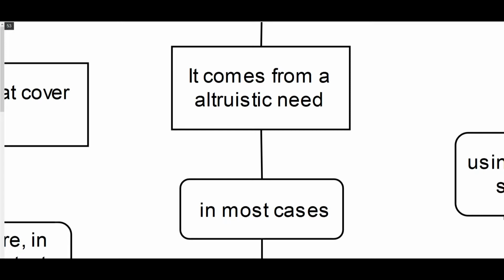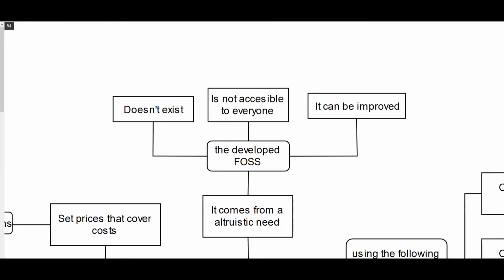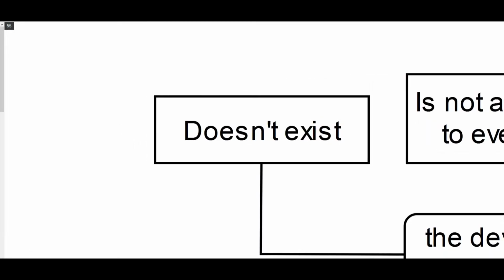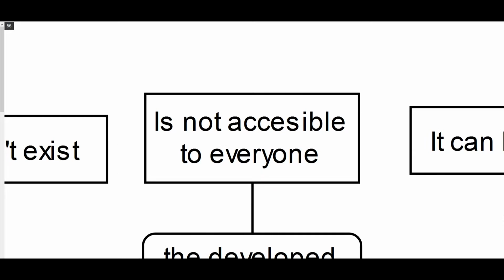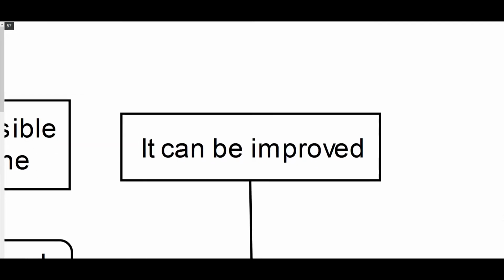You want to help the community, and developed free open software usually doesn't exist, or it does exist but it's not accessible to everyone, and it's a key software, or it exists but it can be improved.